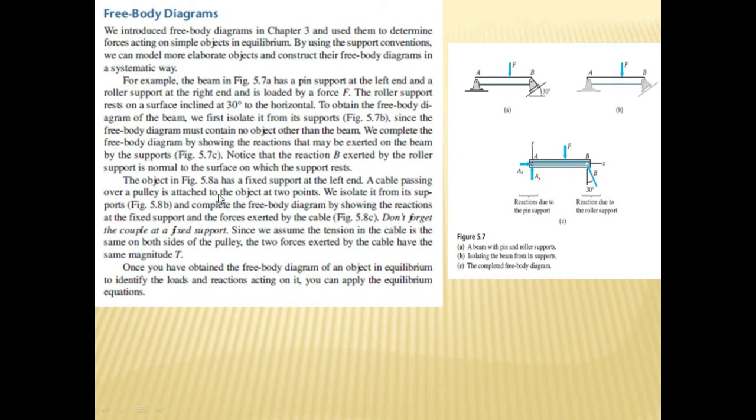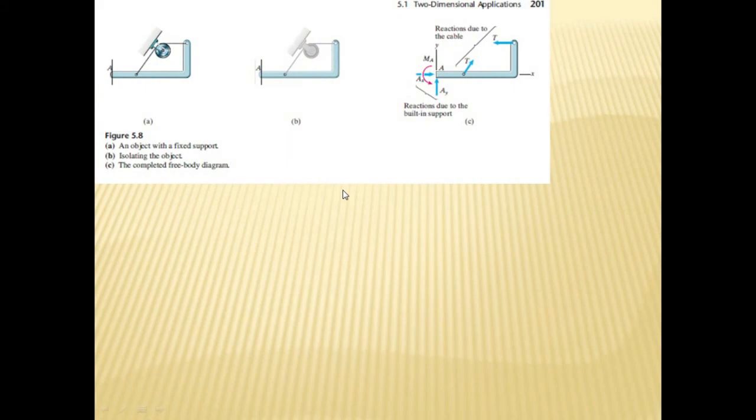Okay. So if we go further, in 5-8, you have an object fixed here with a cable being attached and a pulley being attached over here. It is being fixed, and this pulley is attached to a spring here also and here also. A is an object with a fixed support, B is isolating the object from its support, and C is the completed free body diagram.